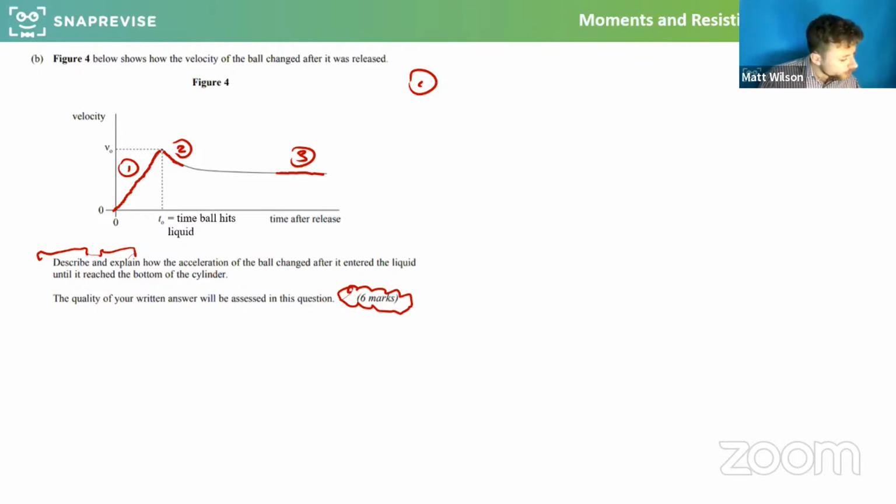Okay. Describe first how the acceleration of the ball changed. Okay, so they want us to describe the acceleration. What can we say about the first section? Well, in the first section, what is acceleration in a velocity time graph?